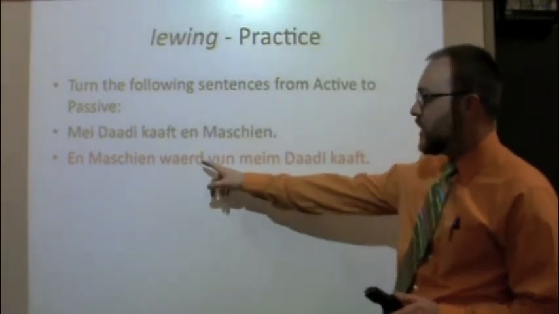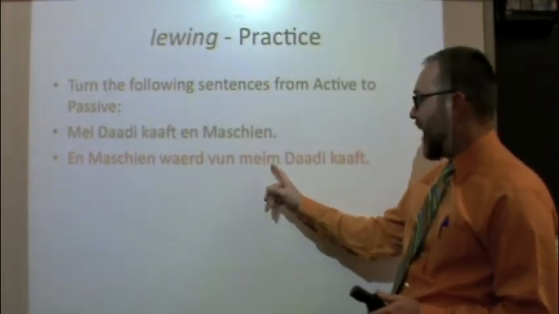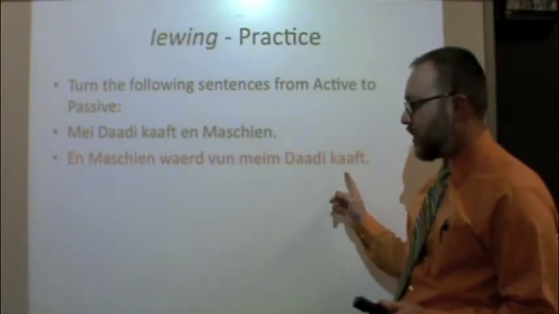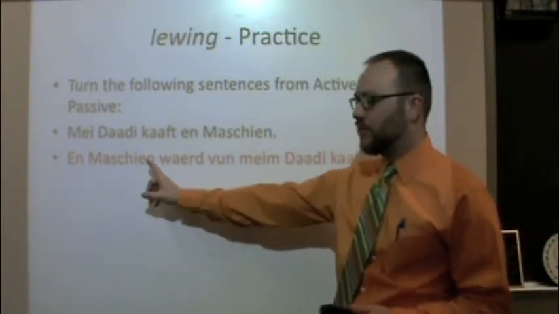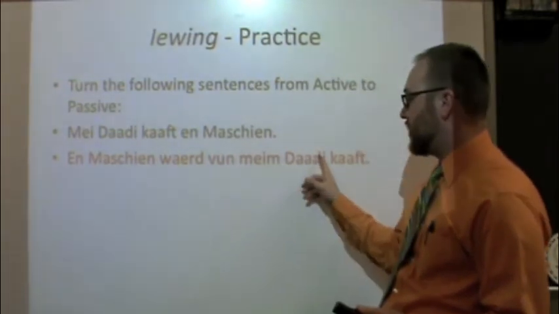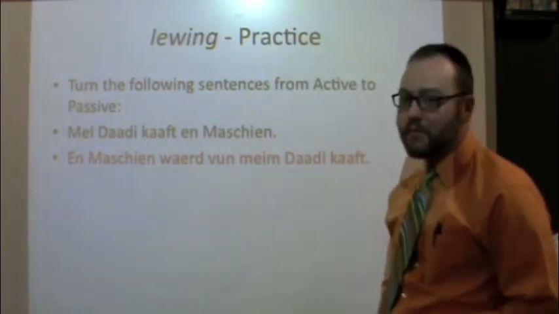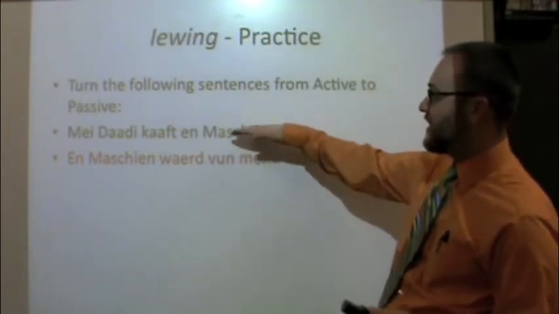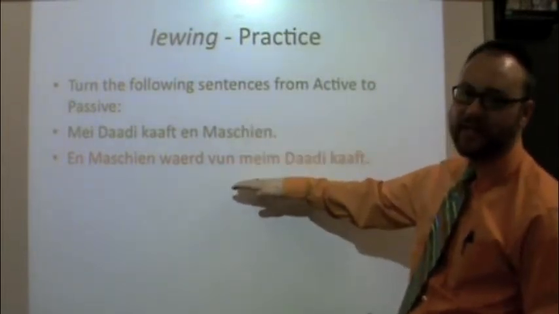Ein Machine wird von meinem Daddy kauft. Past participle of kauf is kauft. Conjugate wäre for machine, and have our agent in there, von plus dative, von meinem Daddy. Okay, do we see? Hopefully you see how I got from this active sentence to this passive sentence.